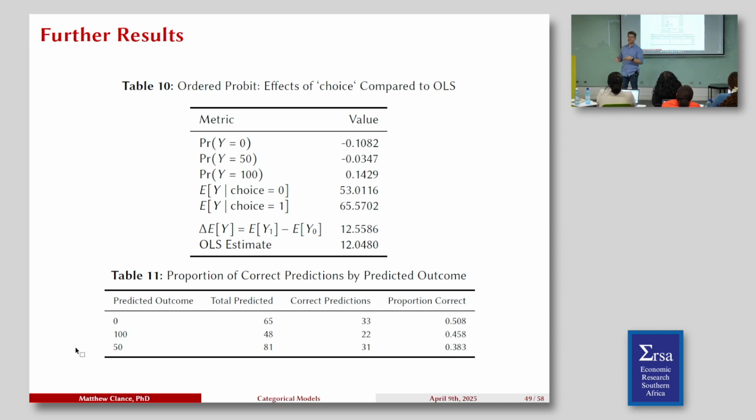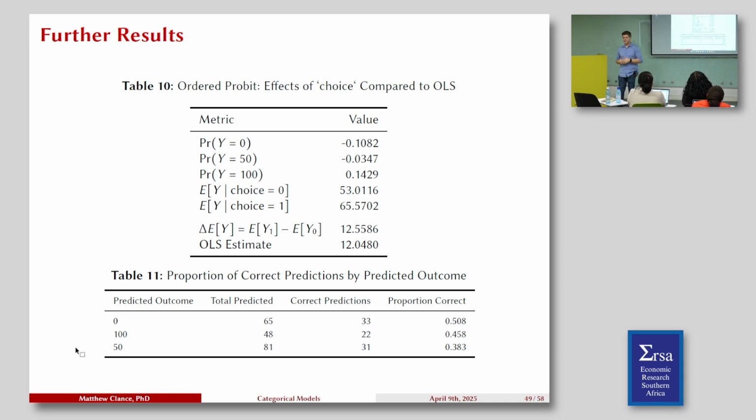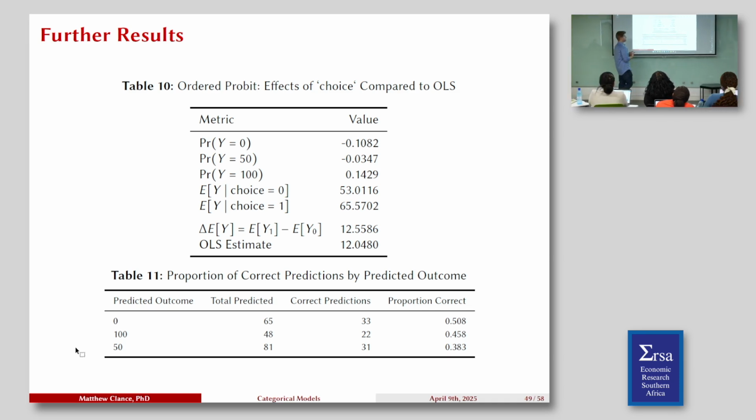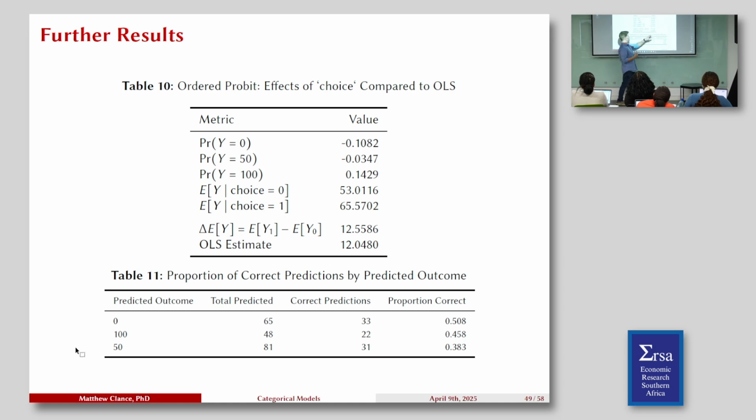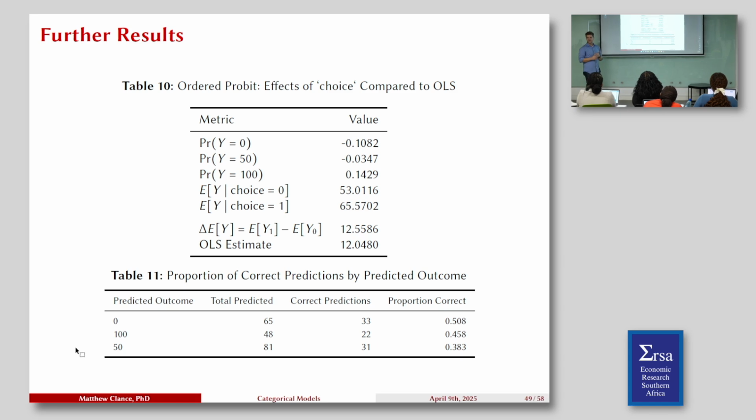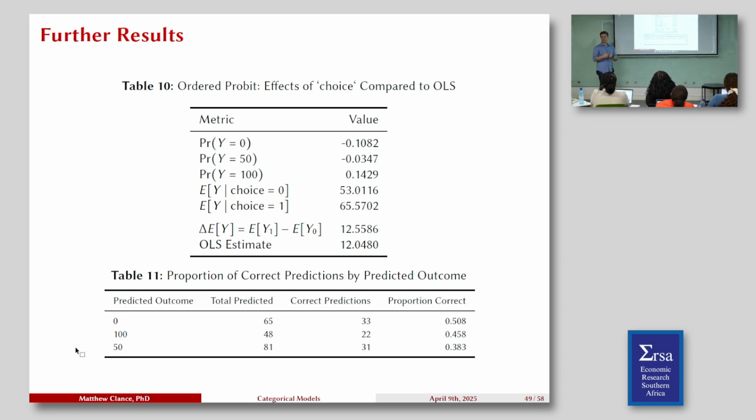Now remember, the OLS outcome was 12.04. So the difference between the two models, in terms of how much more benefit I get from having choice, is very similar. There's not much difference here, right? That's why I'm saying it might always be good just to test it out by running these models in OLS and then doing a quick comparison.